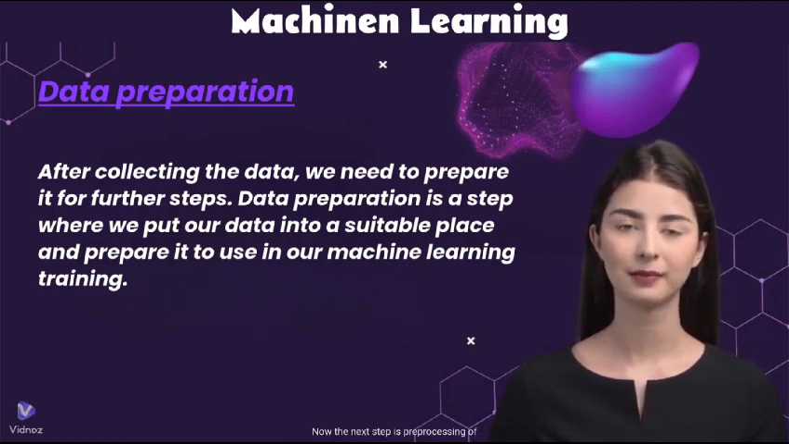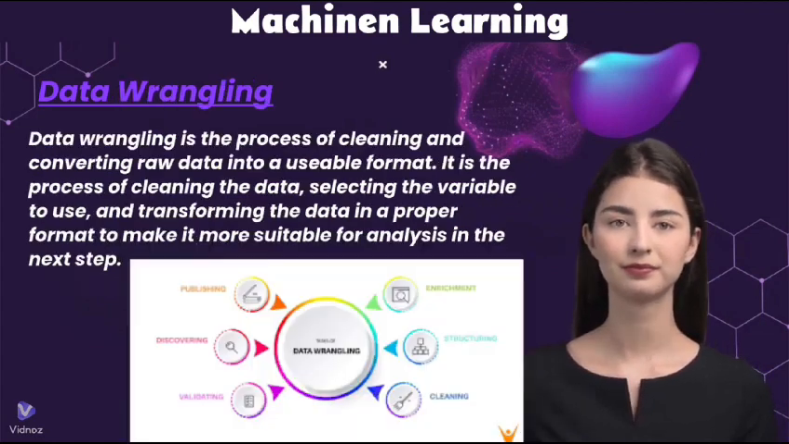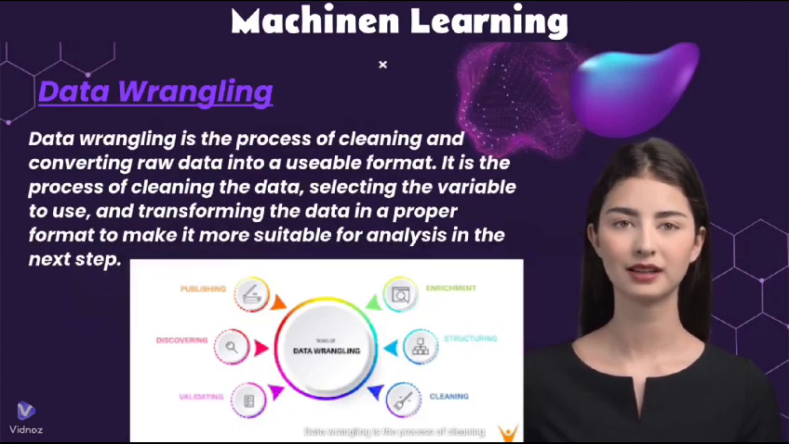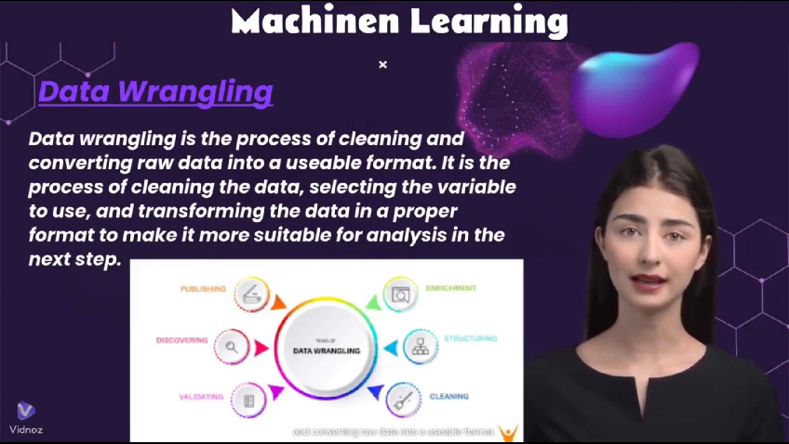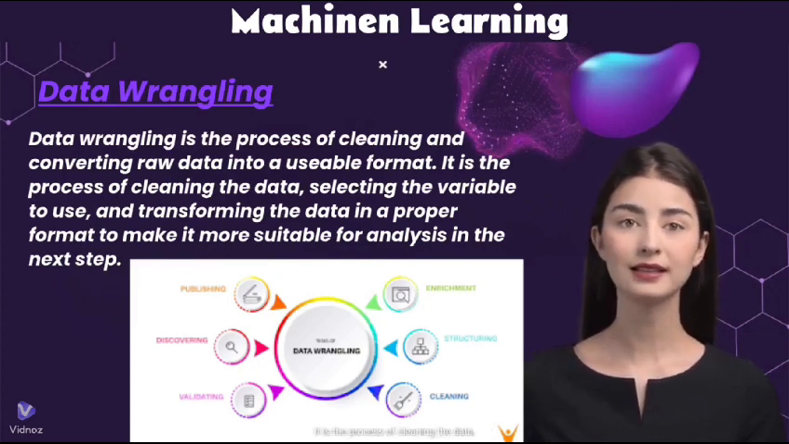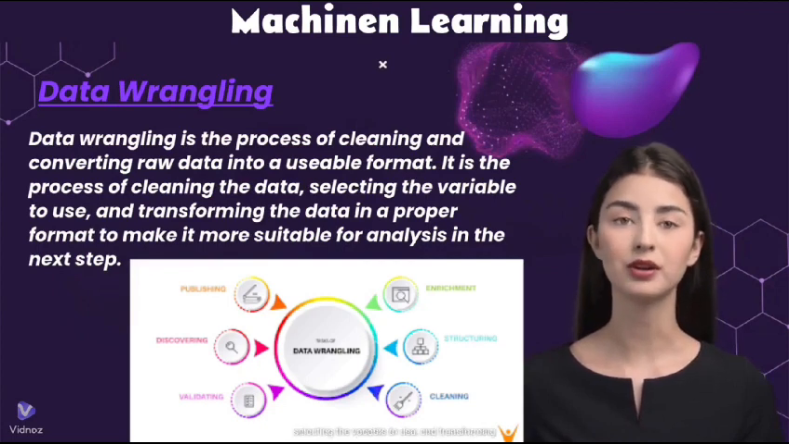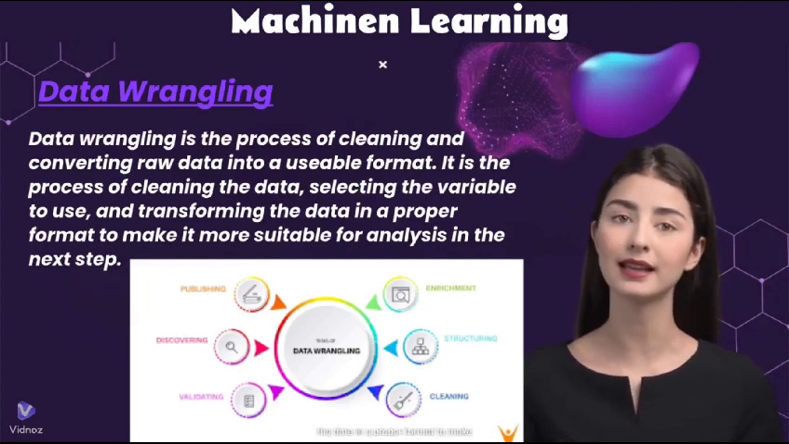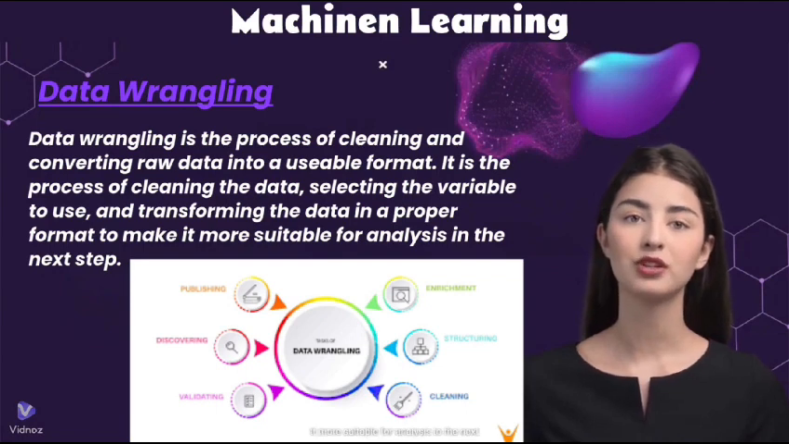Next step is data wrangling. Now the next step is preprocessing of data for its analysis. Data wrangling is the process of cleaning and converting raw data into a usable format. It is the process of cleaning the data, selecting the variable to use, and transforming the data in a proper format to make it more suitable for analysis in the next step.